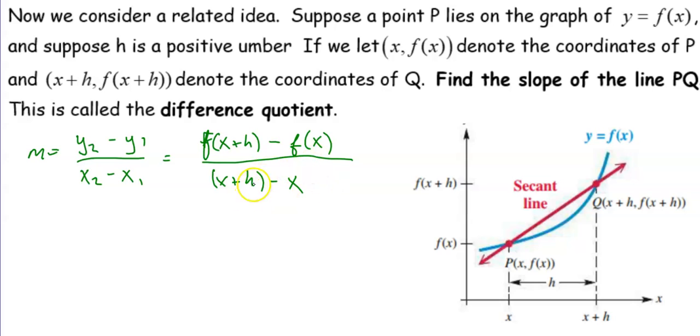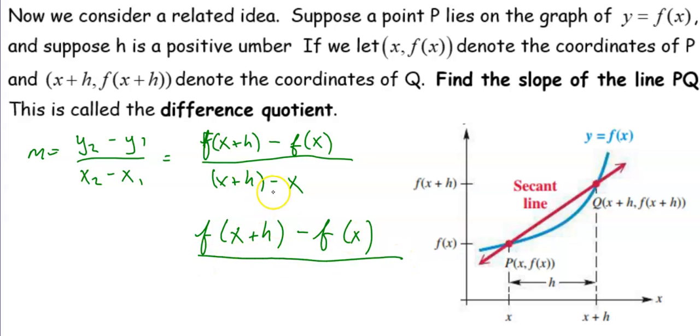And if we tighten up the denominator, we simplify what we have in the denominator. In the numerator, we are going to have the difference of our two y values. And then we're going to tighten up this denominator by simplifying it. x minus x just leaves h. And this is what we call our difference quotient.